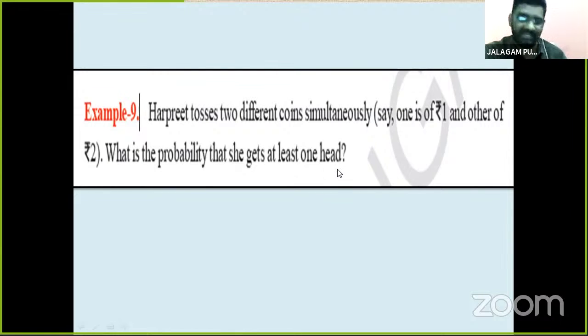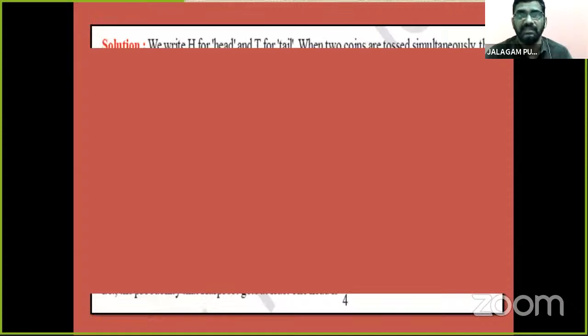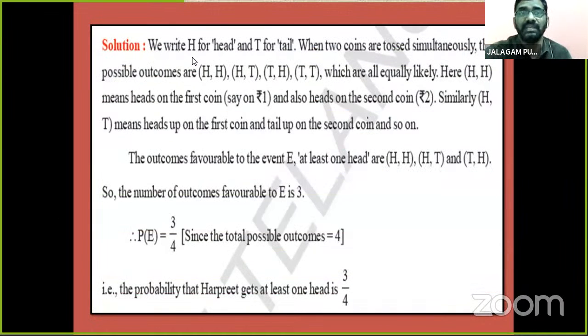So here, see the example. Harpreet tosses 2 different coins simultaneously, the 1 rupee and another 2 rupee. What is the probability that she gets at least 1 head? That she gets at least 1 head. First we find out what we have, children. Yes, here, see. So here we write H for head.